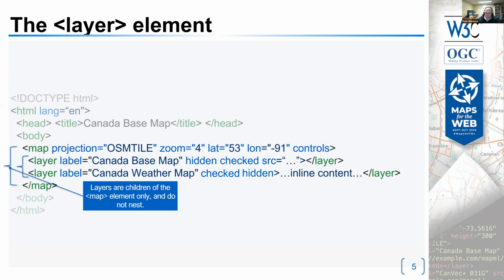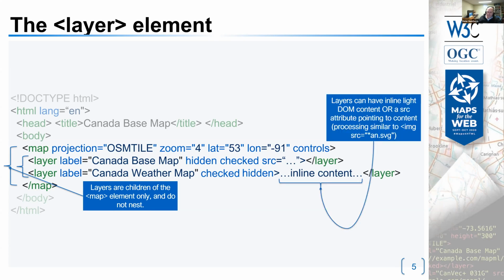Layers are added according to the painter's model in document order. Their label attribute will appear in document order in the layer control. Layers are children of the map element only and do not nest. Content can be inline or located in a document at the source attribute URL.